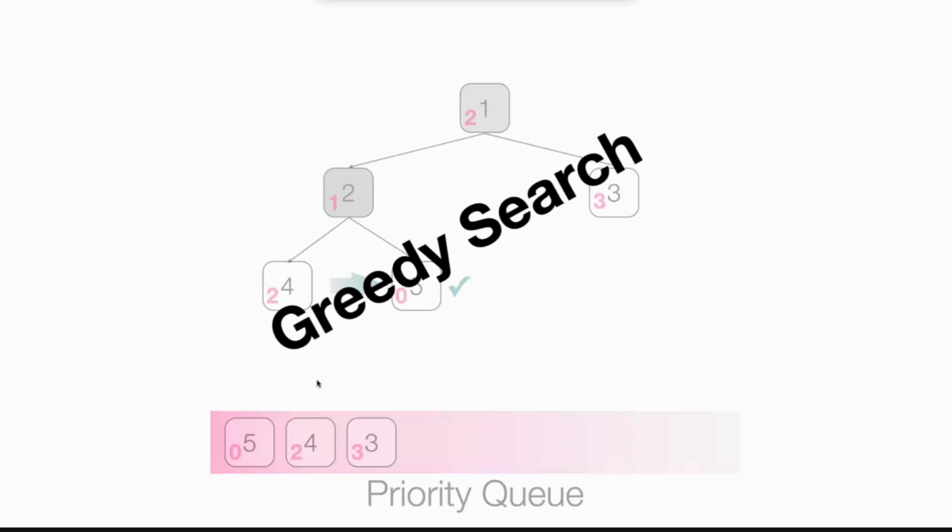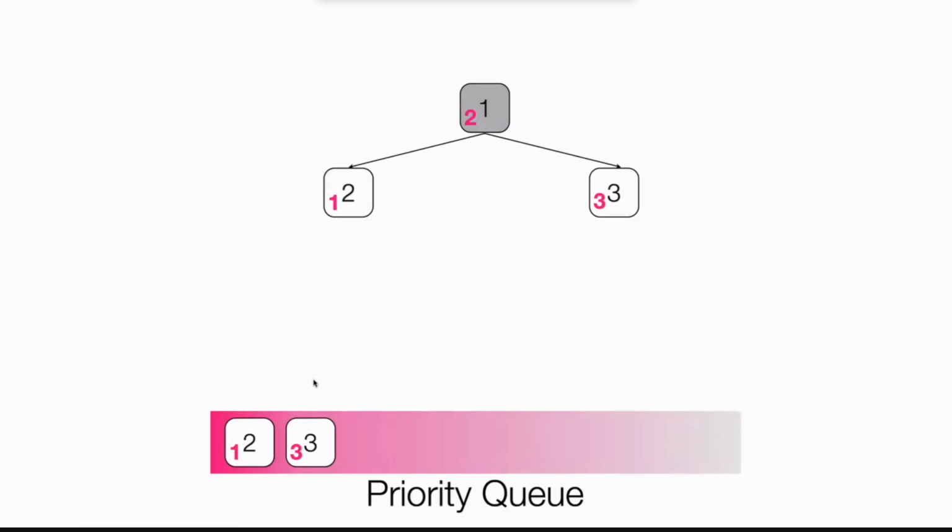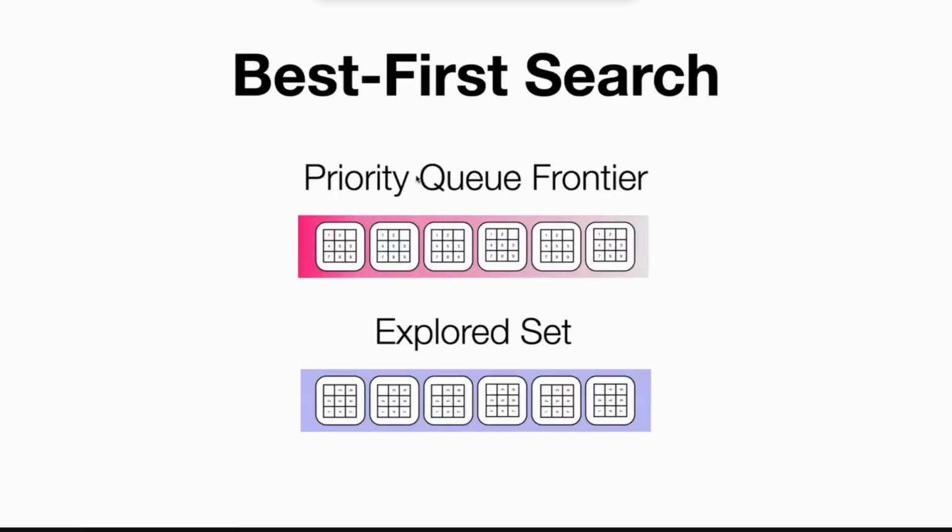So I said a few slides back that this is sometimes called best first search. The reason it's called best first search is we're looking at what we think of as the best node, the node that's closest to the goal, first. We're not looking at breadth or depth. We're now looking at what we think of as the best node.